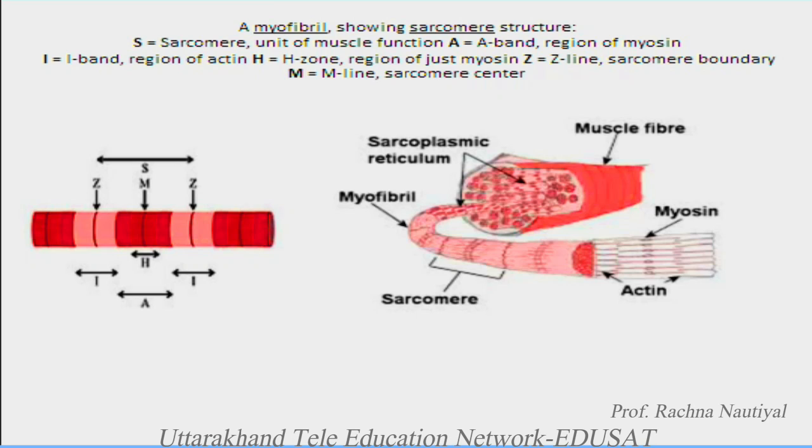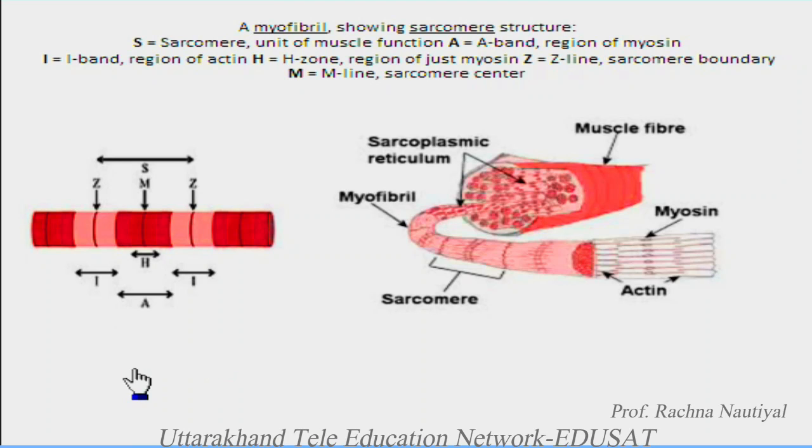Now A band means this part, only up to this region, which is the darker one. It is the region of myosin, a very thick muscle protein. Then I band is the region of actin, again a protein in muscle, which is a thin filament. This is a thick filament of protein called myosin, and this is an actin protein.